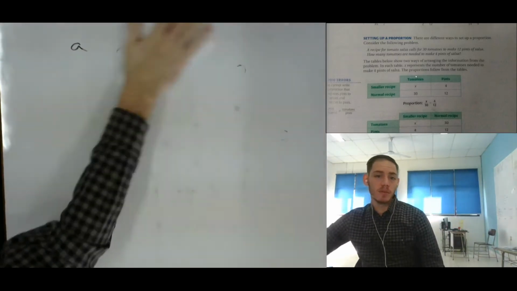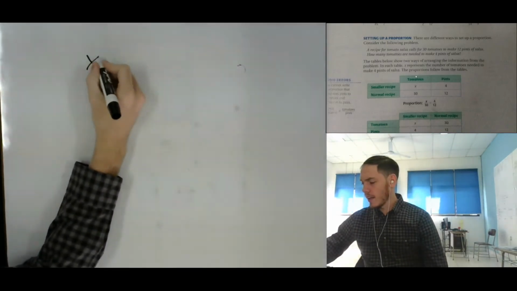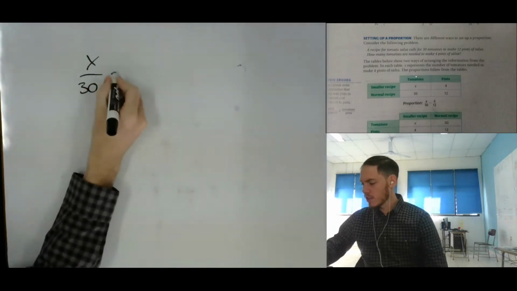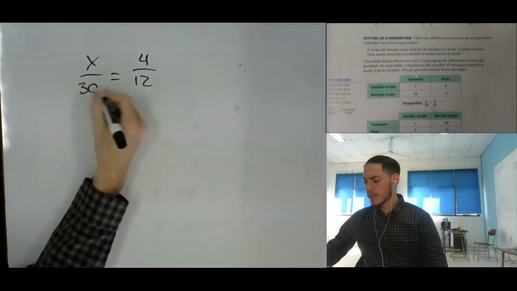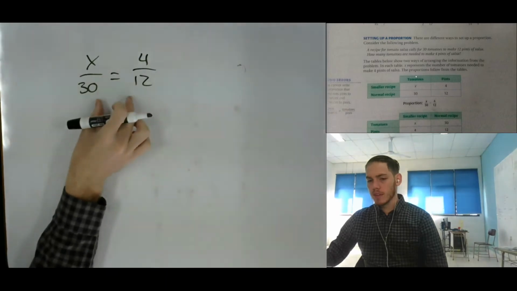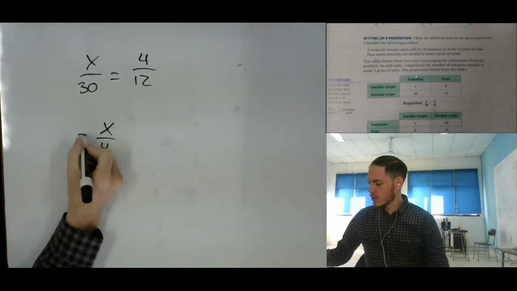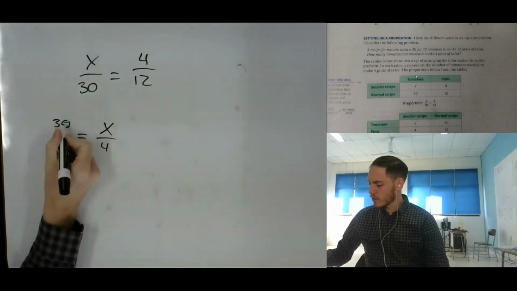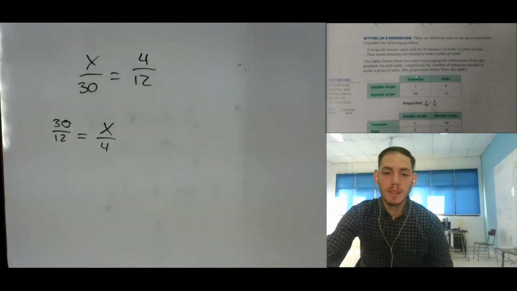Setting up a proportion. There are different ways to set up the following proportions. A recipe calls for 30 tomatoes to make 12 pints. You're making 4 pints, so x tomatoes over 30 tomatoes equals 4 pints over 12. Okay, so you always keep the two aspects consistent. Another way you could do it is x over 4 equals 30 over 12. It would work out the same way. It's just that the things that are the same need to be compared.